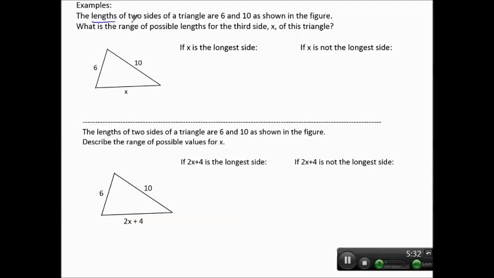The lengths of two sides of a triangle are 6 and 10 as shown in the figure. There it is. What is the range of possible lengths for the third side, x, of this triangle? So remember what we just discovered before, that when one of them is the longest side, it has to be less than the sum of the other two sides, 6 plus 10.